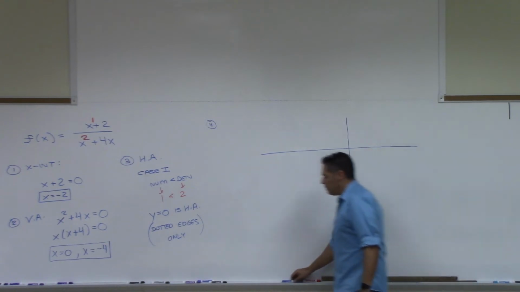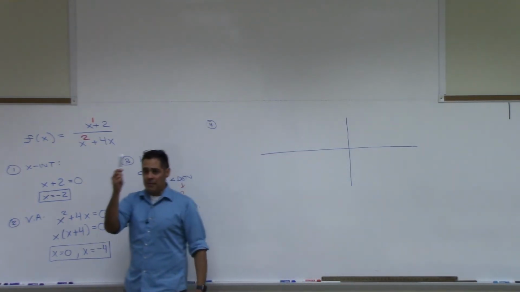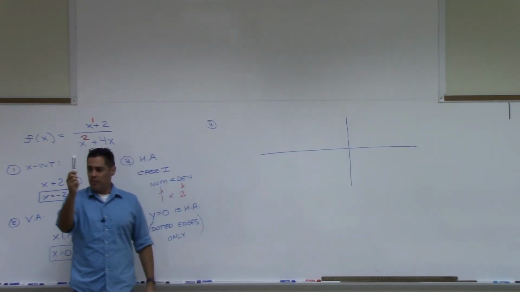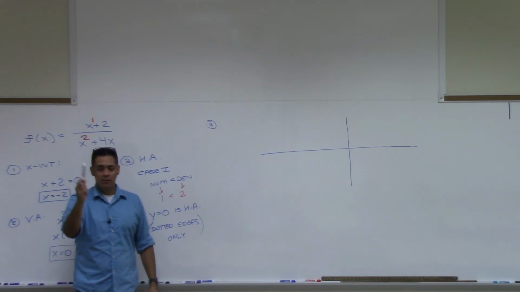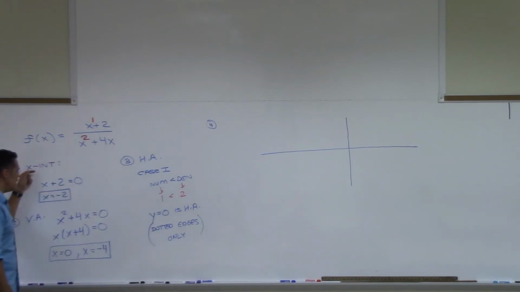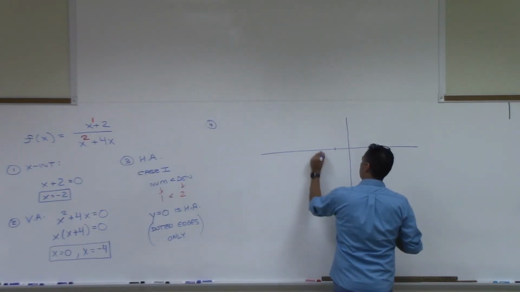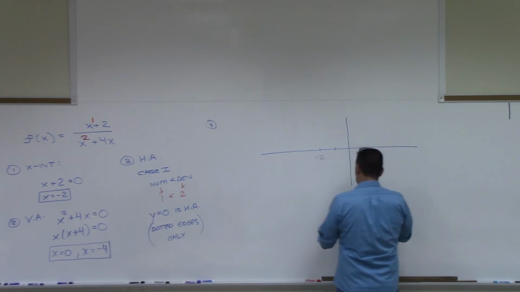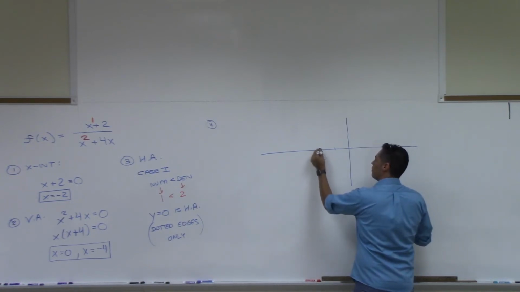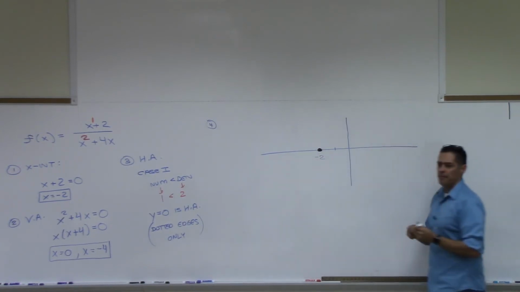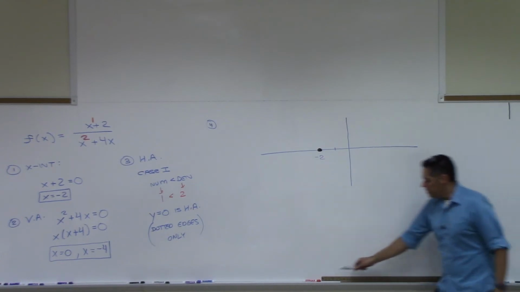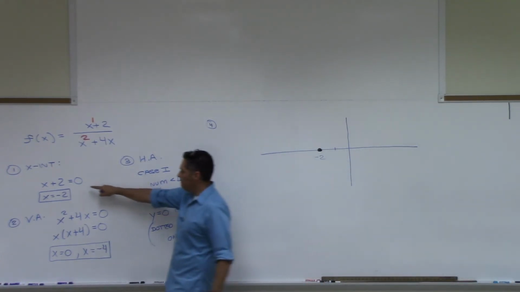The graph of the function I'm about to draw, I'm going to graph in black. All right? Whatever's in black is the actual function. I have an x-intercept at -2. So I'm going to go to -2 and put a dot. Okay. That takes care of the first piece of information, right?